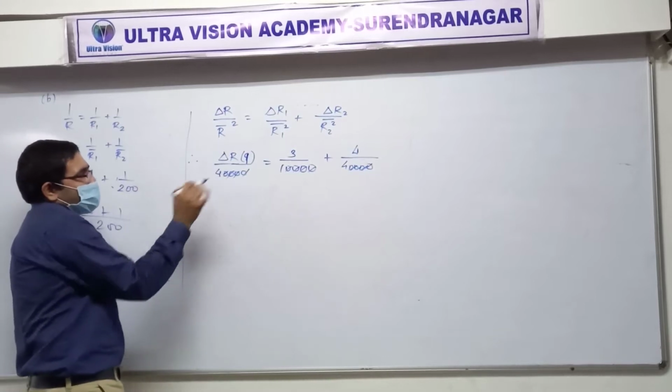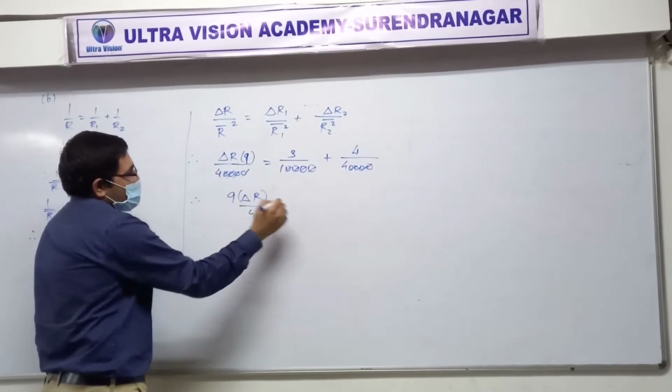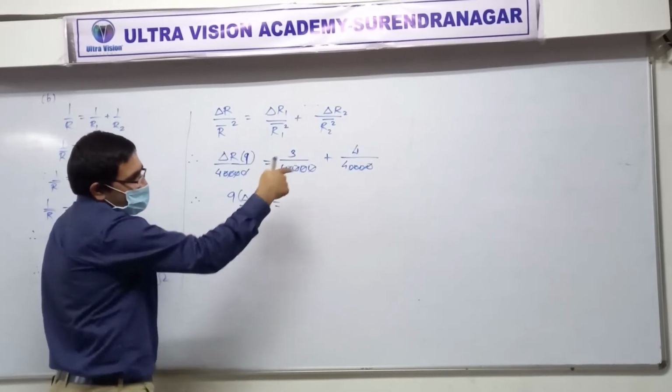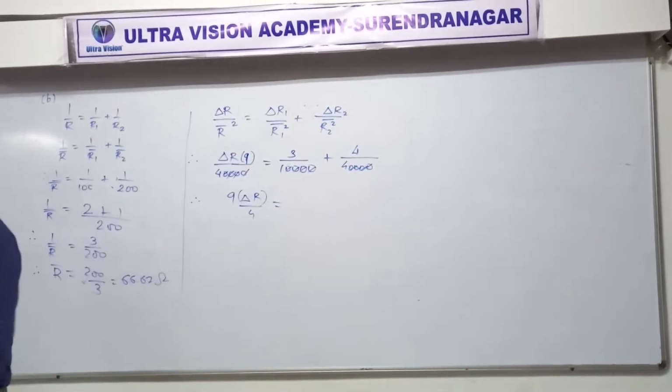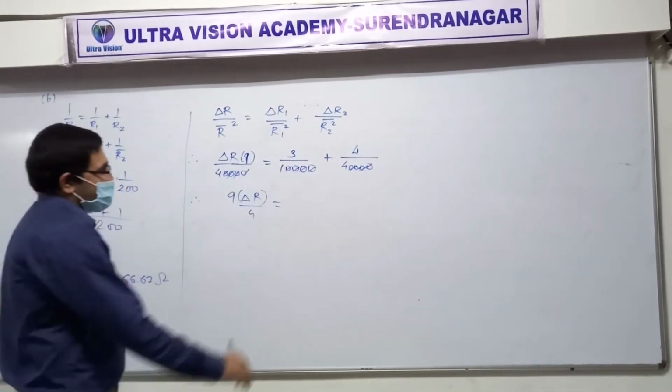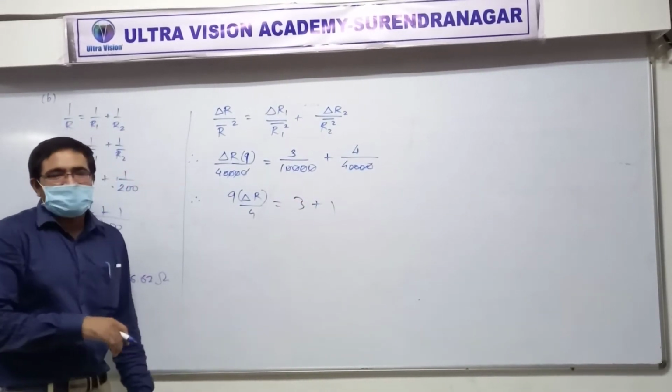Okay, we want to find delta r. So 9 delta r by 4 equals, can you simplify this? What should I write on the right hand side? 3 plus 4, 7. I should write 3 plus 1. Clear or not clear?